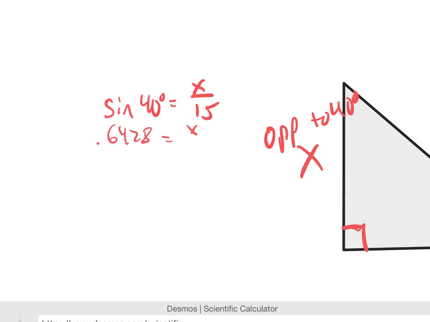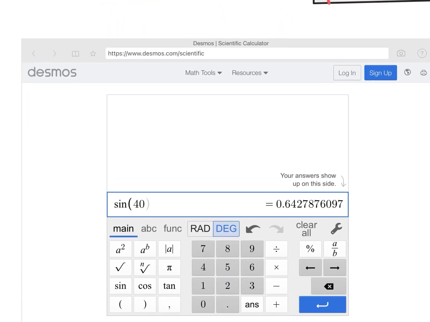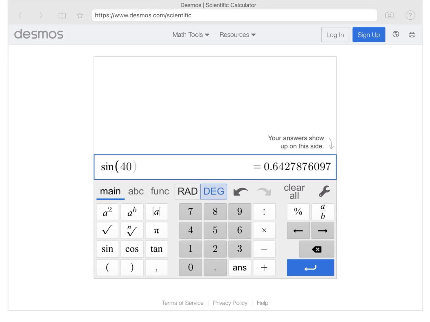And we know that is equal to x over 15. Well, now notice in our equation that we rewrote, we don't have any sine or cosine or anything weird like that. It's just a proportion. In fact, you can put it over 1, and now we can see the proportion. And so we have 0.6428 times 15, cross multiplying here, equals x times 1, which is just x. And we can see what that gives us. So we've got that number in our calculator there.